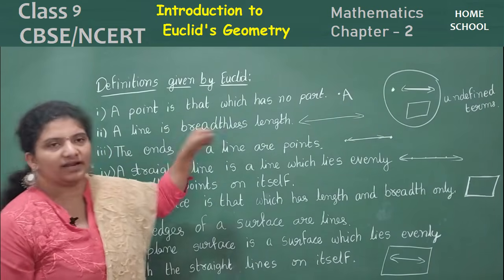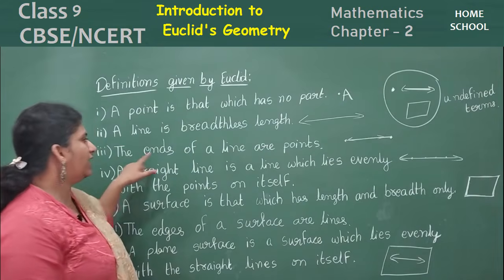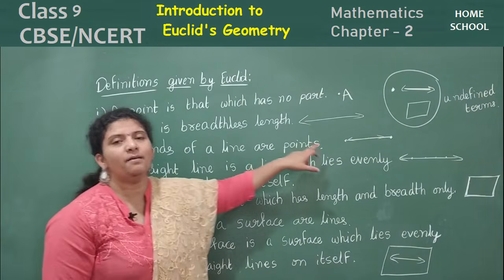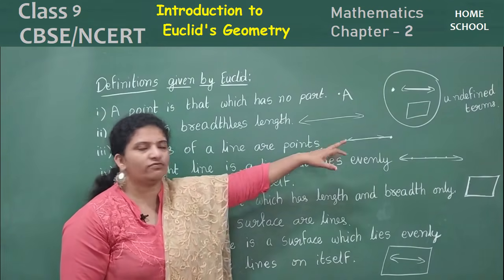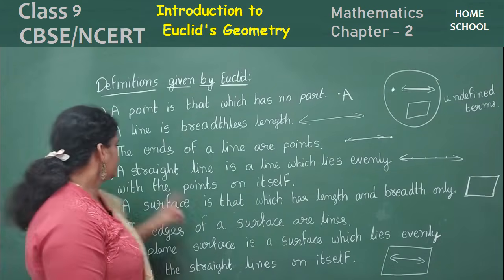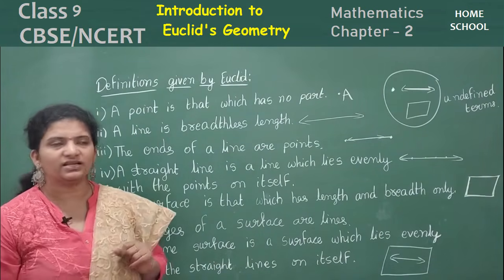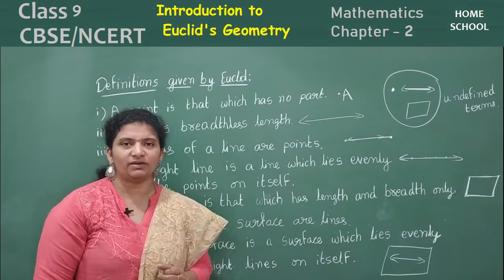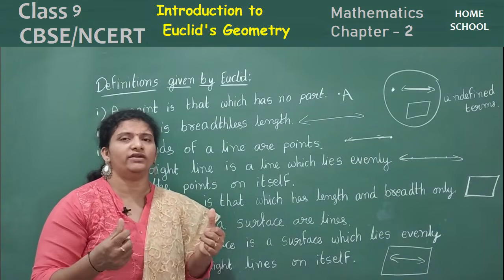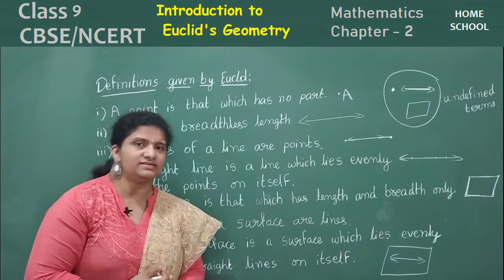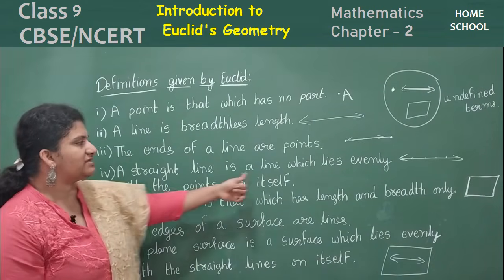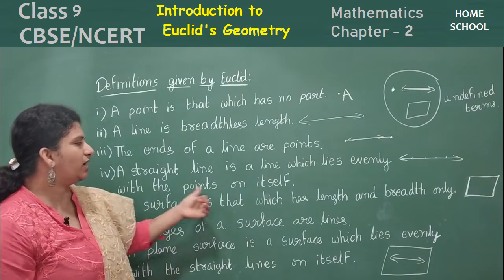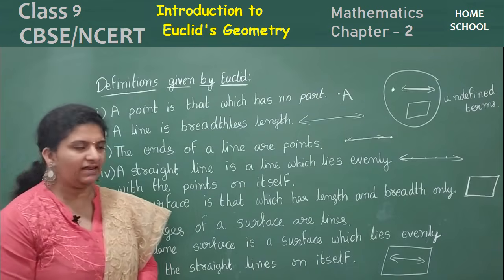A line is breadthless length. The ends of a line are points. So where does it end, children? It might be any line segment. If a line ends with a point, we call that a line segment. So a straight line is a line which lies evenly with the points on itself.